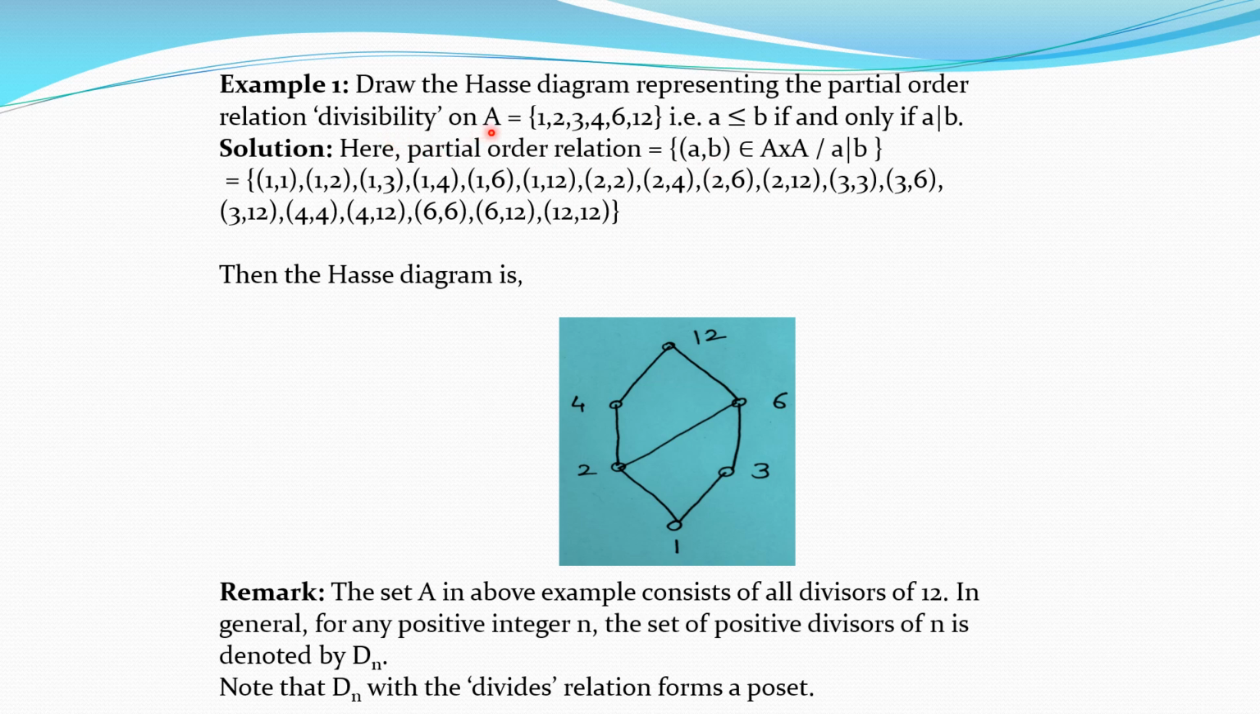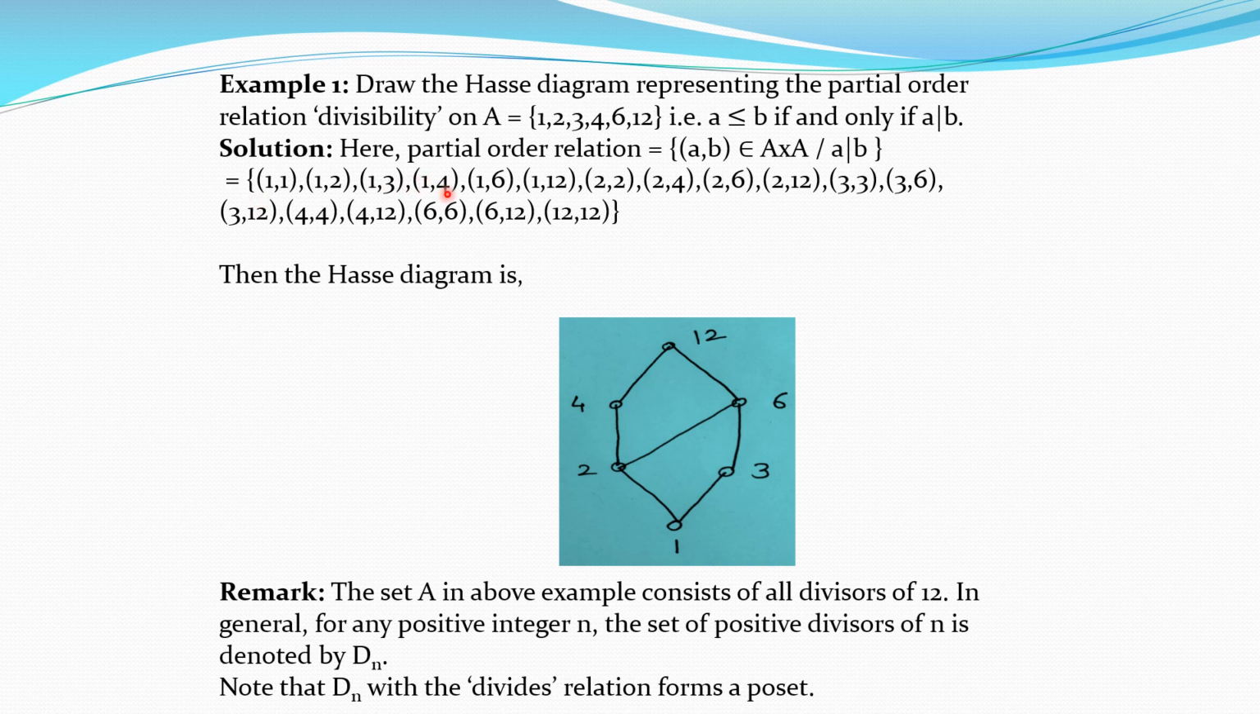Now as 1 divides every element of A, 1 is related to each element of A. So we write all the pairs (1,1), (1,2), (1,3), (1,4), (1,6), (1,12). Now 2 divides 2, 4, 6, 12. So we write (2,2), (2,4), (2,6), (2,12). 3 divides 3, 6 and 12. So (3,3), (3,6), (3,12). As 4 divides 4 and 12, we get (4,4) and (4,12). 6 divides 6 and 12, so (6,6) and (6,12). And 12 divides 12, so we write (12,12). So this is the relation defined on that set A.